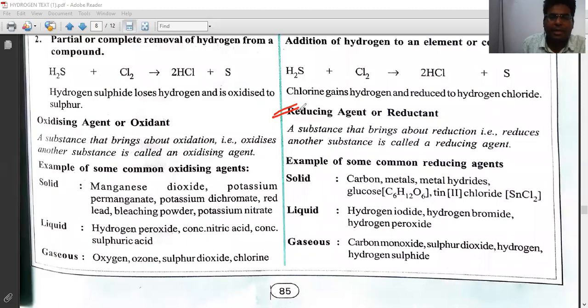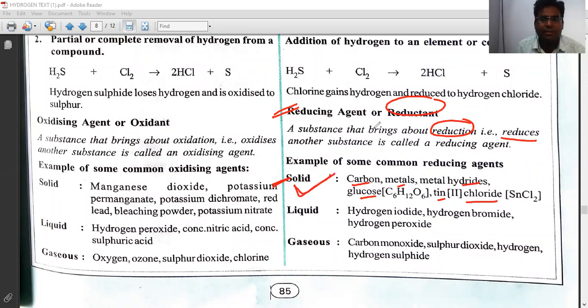So next topic is reducing agent or reductant. The substance that brings about reduction, that is, reduces another substance, is called a reducing agent. Examples are solids like carbon, metal, metal hydride, glucose, tin chloride. These are the substances which are in the solid form but act as reducing agents.